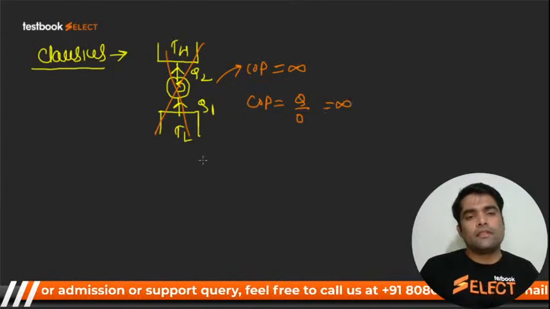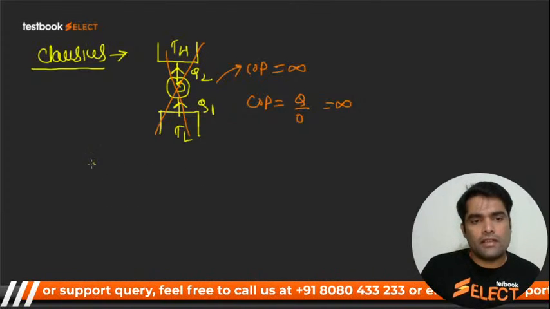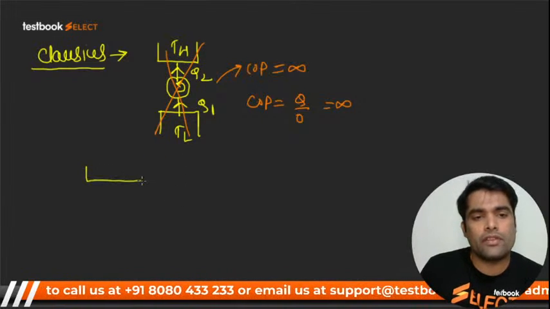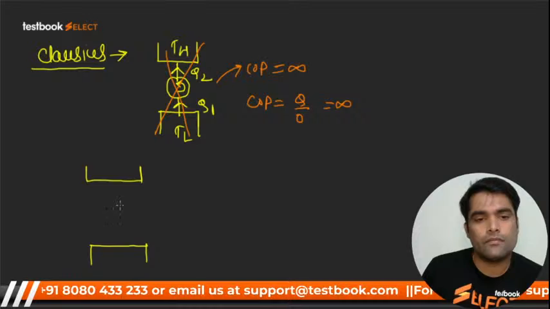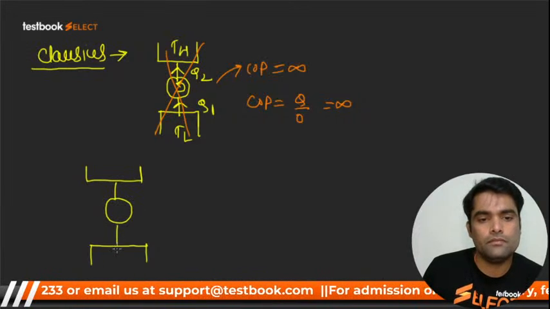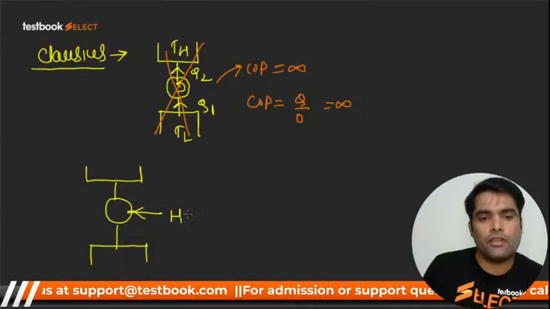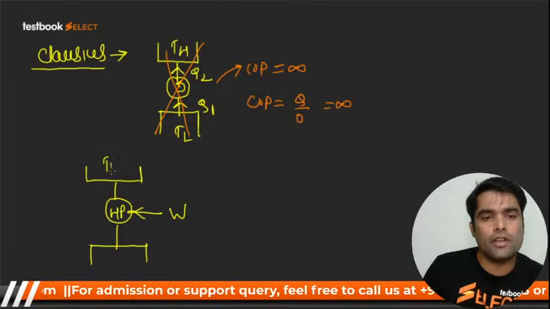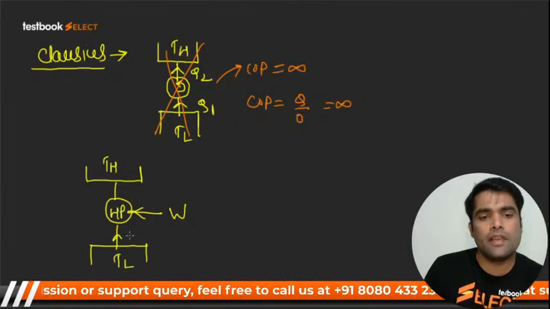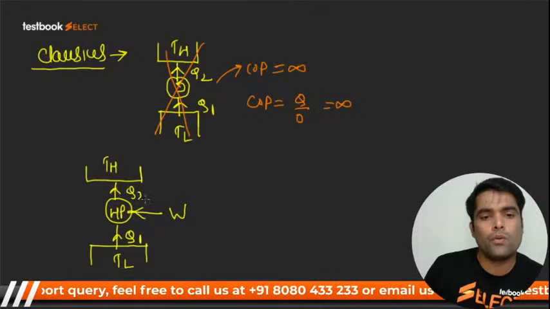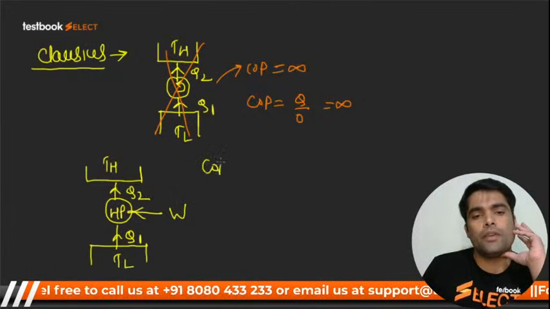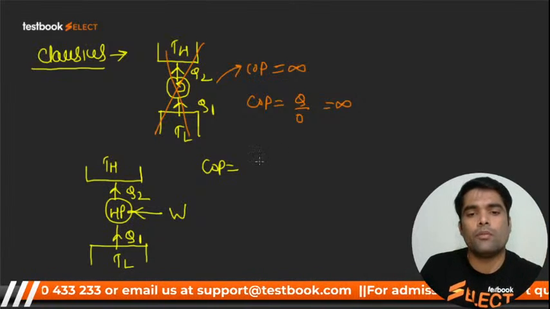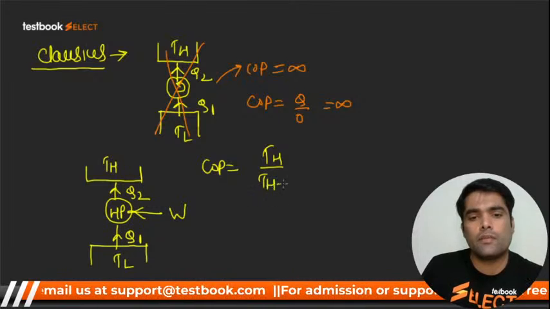And remember one thing, if you want to transfer heat, I will draw the correct diagram. You have to give some work. It is a heat pump, with TH and TL. It has taken heat Q1 and delivered Q2. So what is the COP? It will be TH upon TH minus TL.